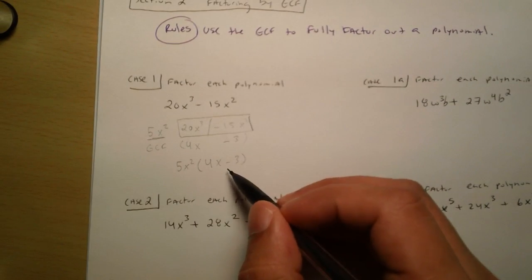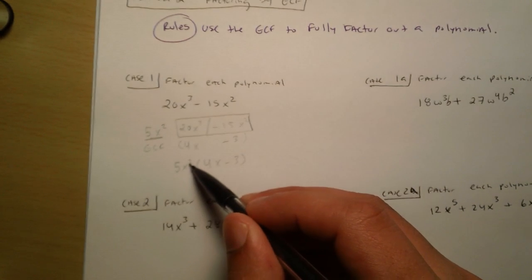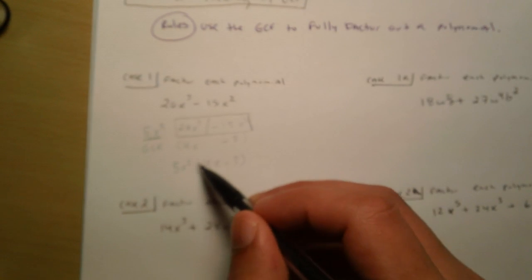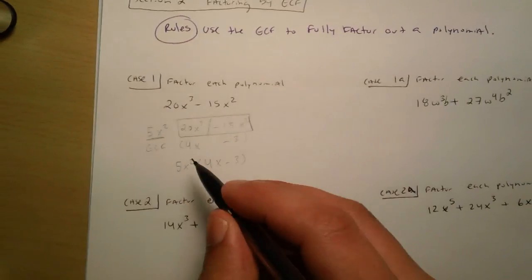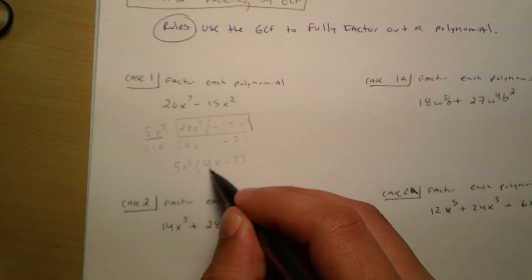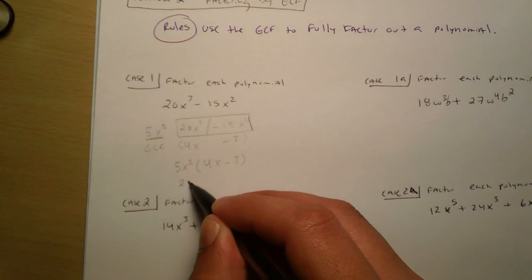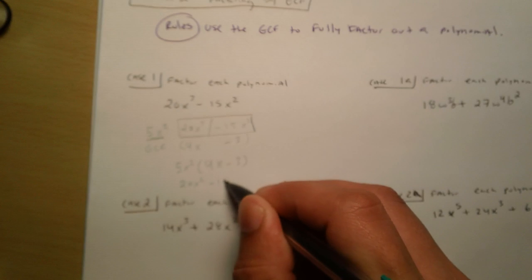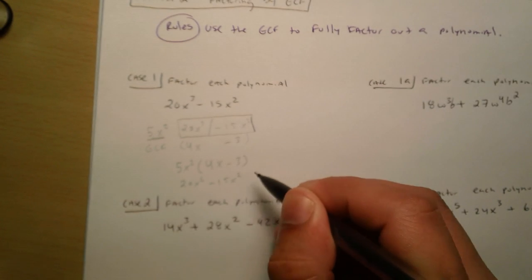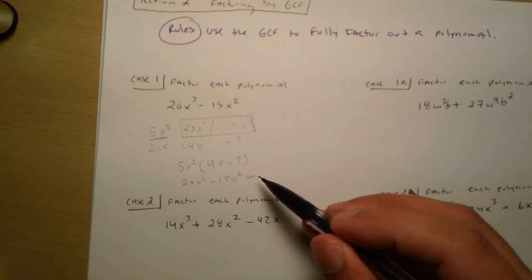You can go ahead and double check by distributing across, and you should still result in the same polynomial that we started out with. So right here, 5x squared times 4x is 20x cubed. 5 times 3, negative 15. The x squared comes along for the ride, and it's right there.